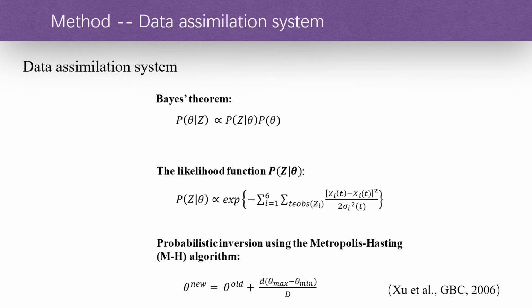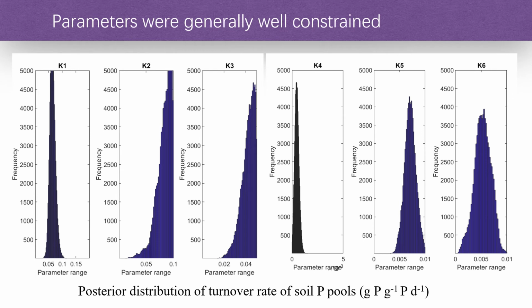The data assimilation system we used here is the same as you will learn in the coming units 6 to 10. In simple terms, it used the Bayes' theorem to optimize parameter values. Now let's look at the results. As you can see, posterior distribution of the turnover rate of soil phosphorus pools were constrained well by the datasets. Here's the example of one of the 8 soils.